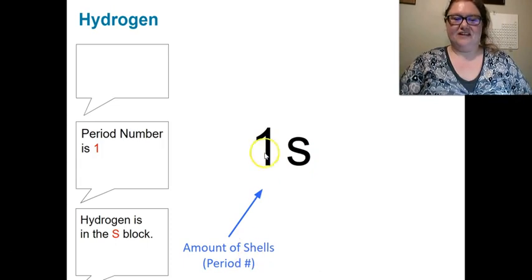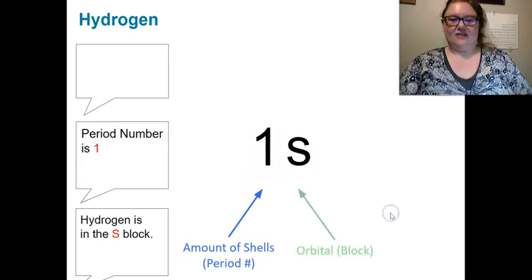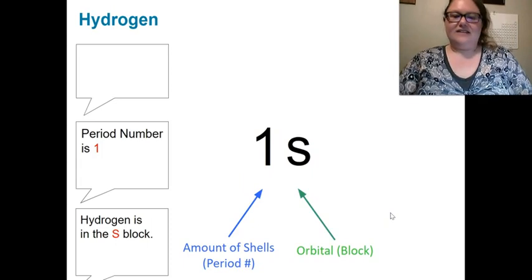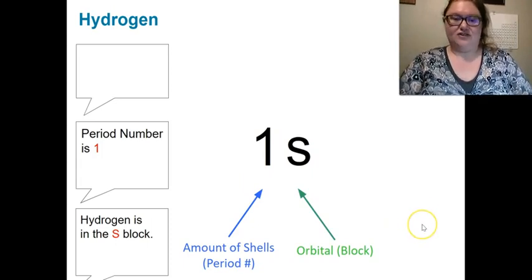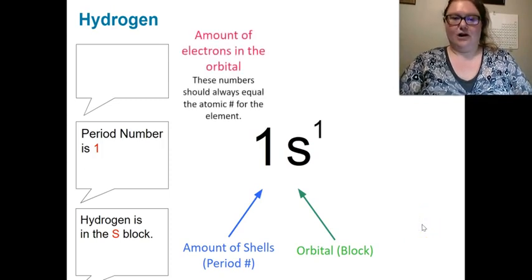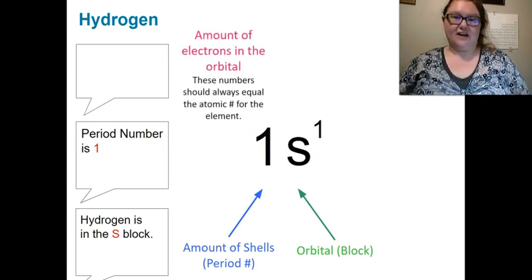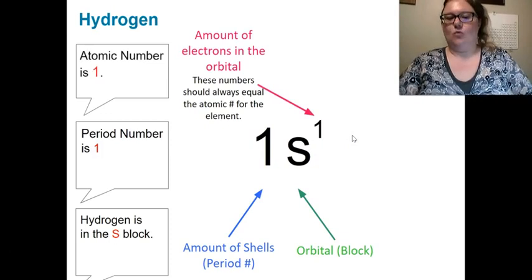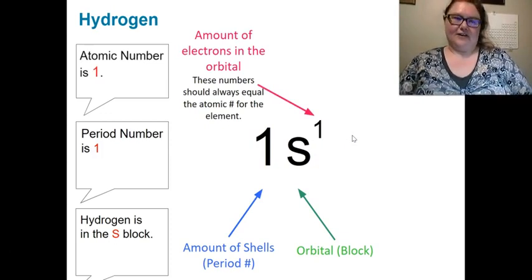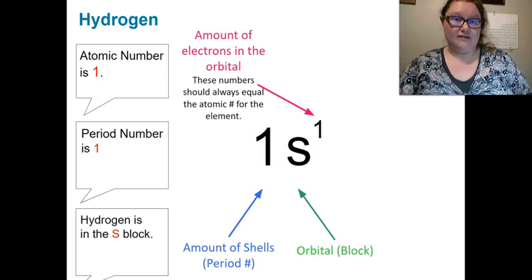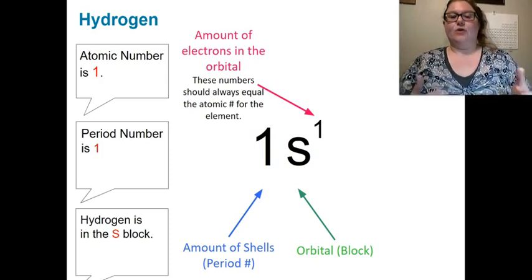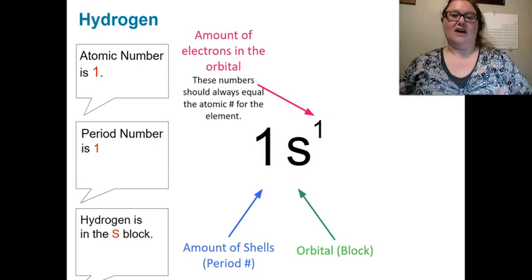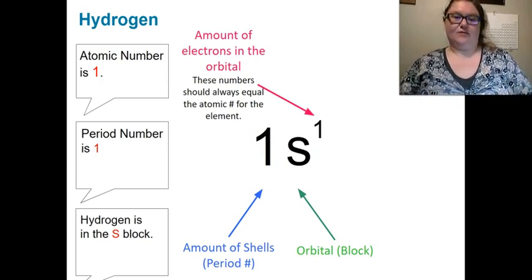But this is equal to the period number, right? I'm pointing at the 1. The letter tells me the orbital or block it's in. Hydrogen, we're looking at just hydrogen, is in the S block. And then how many electrons are there? Hydrogen only has one electron, so that would be the superscript here, or exponent, which is a 1. So altogether, hydrogen having just one electron to give a location to, we would say the configuration is 1s1. That's how this would be read.